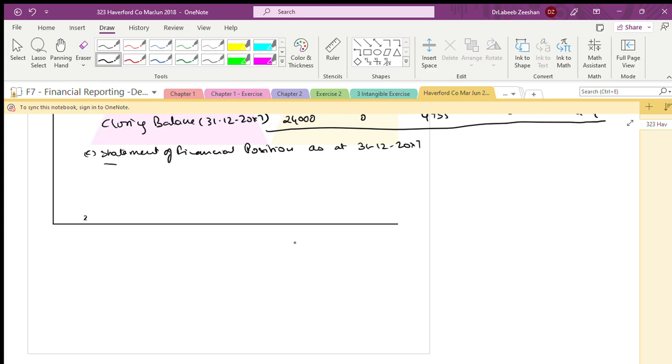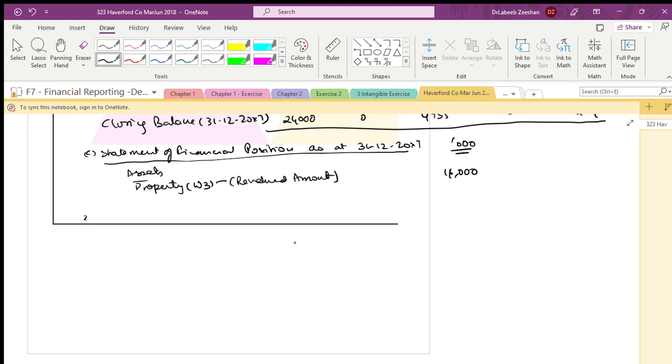31/12/2007. It is also in thousands. First you have to take assets. How much is the property, which we have done in working 3? The revalued amount is 16,000.